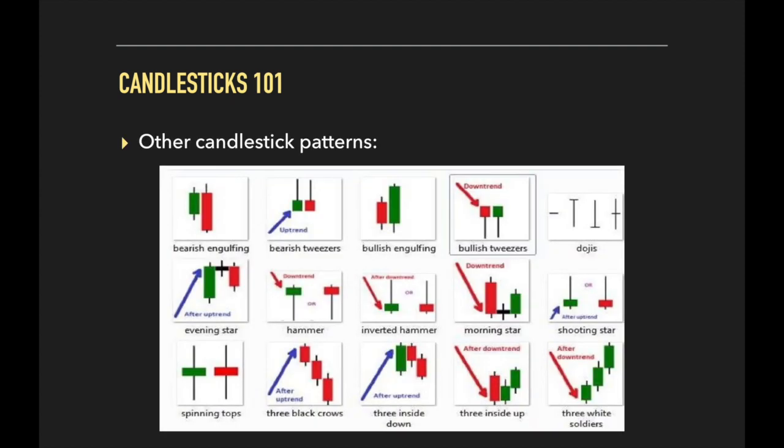So that is going to be the basics of some of the candlesticks and candlestick patterns. Keep in mind there are plenty of other candlestick patterns. We went over the engulfing patterns. There are also bearish and bullish tweezers. There are evening stars, hammers, inverted hammers, morning stars, shooting stars, spinning tops, three black crows, three inside down, three inside up, three white soldiers, and so on and so forth. In this video, I did just want to cover some of the basics and go over some of the most commonly seen candlestick patterns.